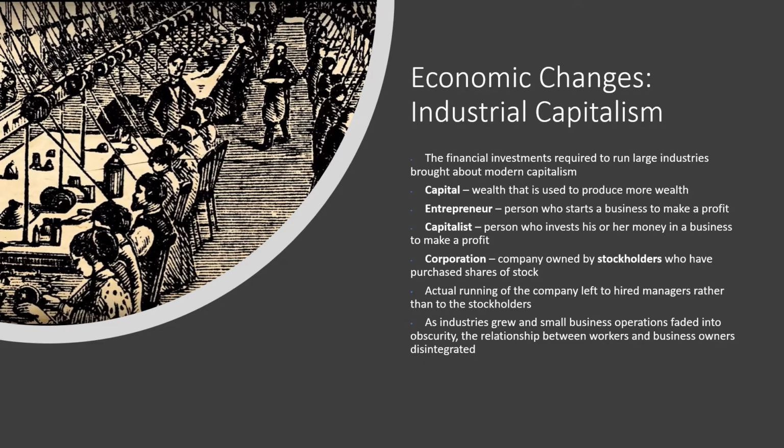And with the changes with industrial capitalism, there were investments required to run these large industries. Capital was used to produce more wealth. An entrepreneur was a person who started a business to make profit. A capitalist was a person who invents and invests his or her own money in a business. A corporation was the money that was owned by stockholders. The actual running of the company was left to be done by hiring managers. And these industries started to grow, and small business operations faded to obscurity. The relationships between the workers and business owners would change. This is industrial capitalism, almost like the dehumanizing of society.